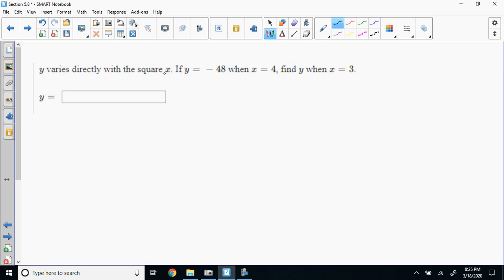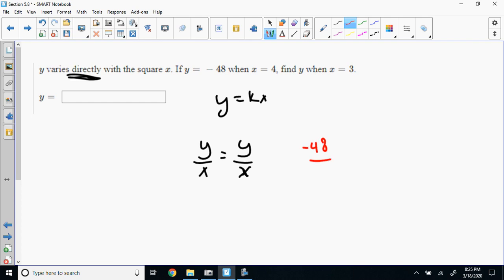Y varies directly with the square of x. Again, I always start out with y equals kx, so my y over x equals y over x, right? Because it varies directly. Now, let's go ahead and substitute. I've got negative 48 when I have an x of 4, and then I have a 3 here. Not a 3, I just put x. I need to actually put 3. Okay, so my k here would be negative 12, right?